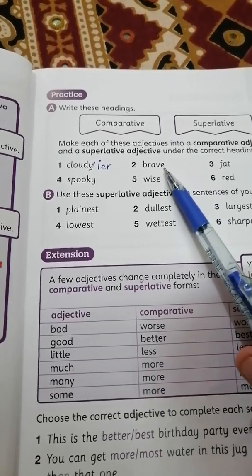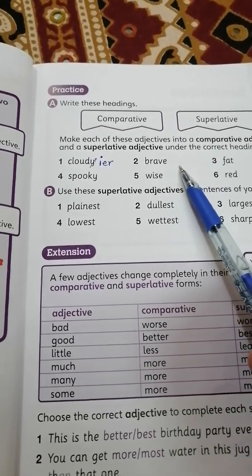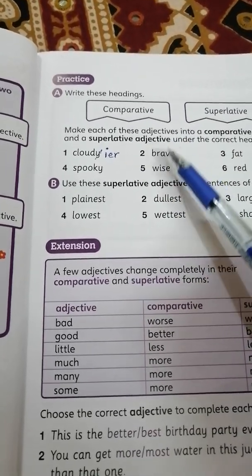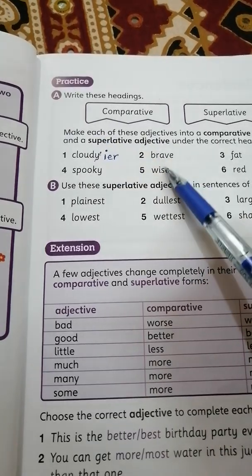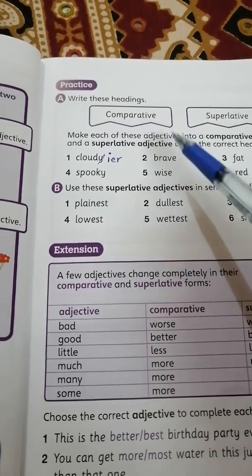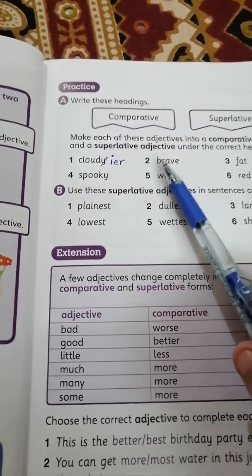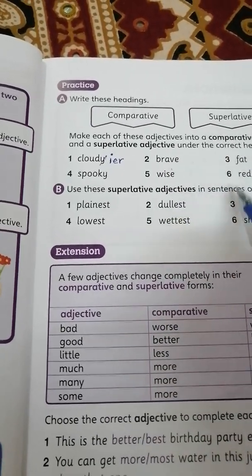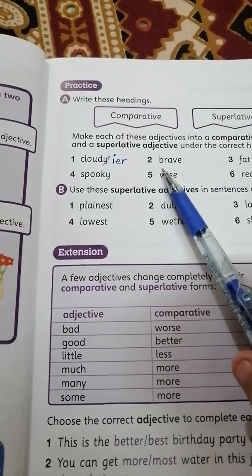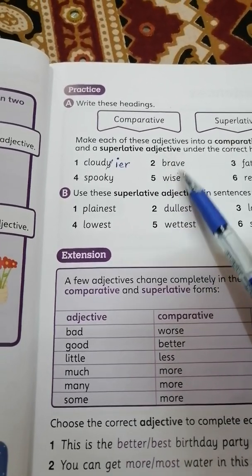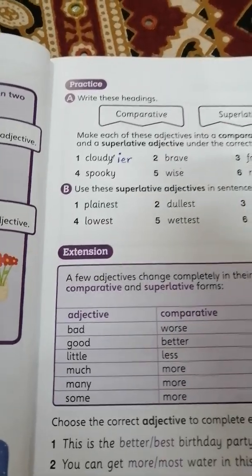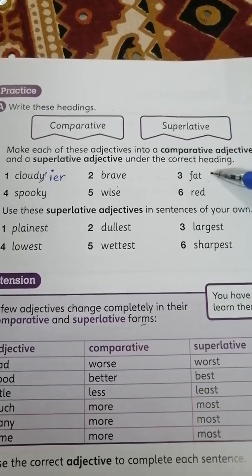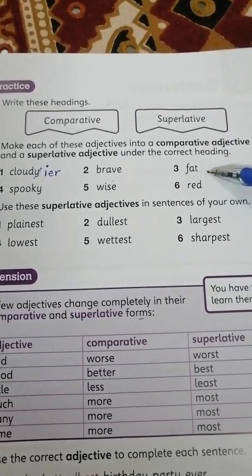Okay. Now the second word is brave. It ends with E, so we just add R after it, like braver. We write brave in the positive column and its comparative in the comparative column: braver. And in the superlative column we write bravest.